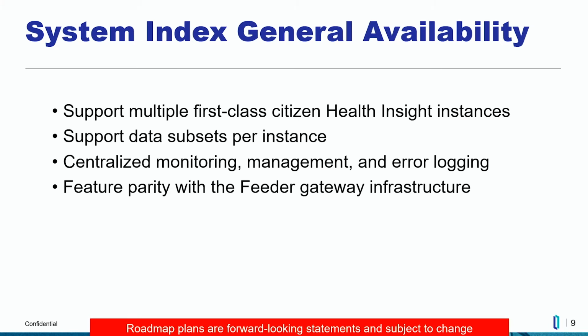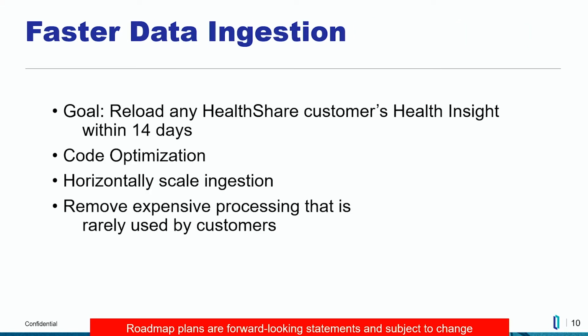And our next big priority is, like I said, faster data ingestion. We want to significantly improve data ingestion performance in Health Insight. Our goal is to be able to take any customer, no matter how large their Unified Care Record is, and be able to load it entirely, from nothing, into Health Insight within 14 days. So we're going to be prioritizing especially bulk loads of data, but all data ingestion is going to be improved.